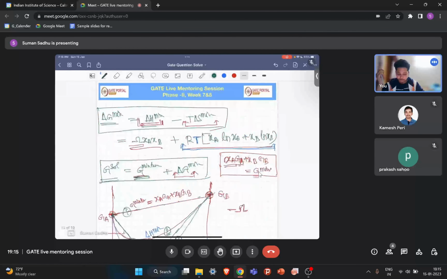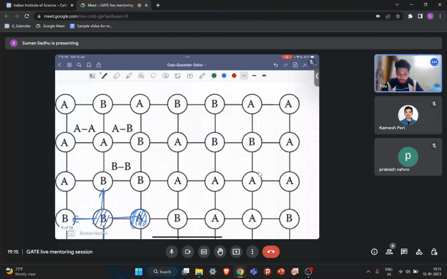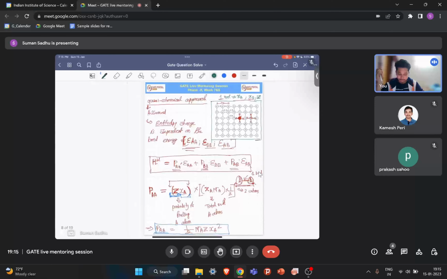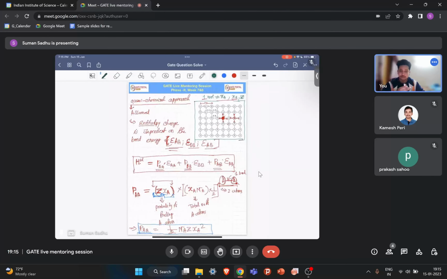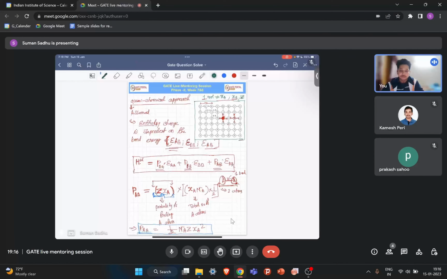So today we covered the regular solution model, the ideal solution model, and we also talked about the subregular solution model. Then we saw how to draw the free energy versus composition diagram, how you can get the chemical potential from the free energy versus composition diagram, and what the conditions for equilibrium are. If anyone has any doubt, you can ask me.